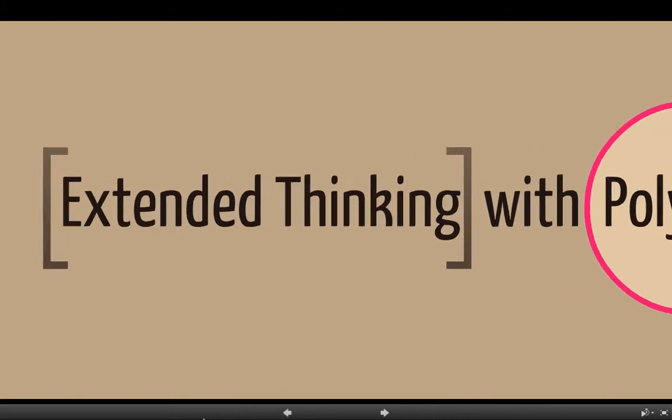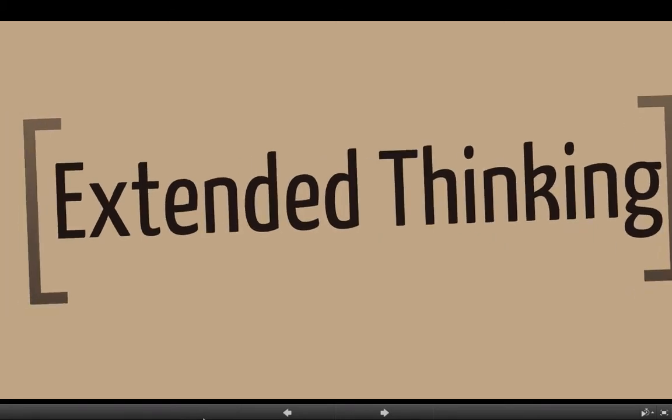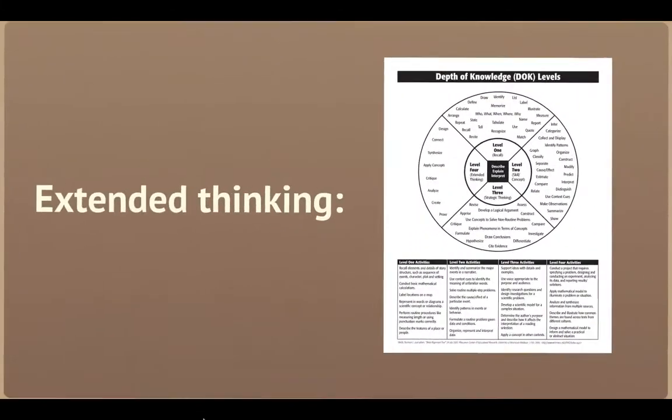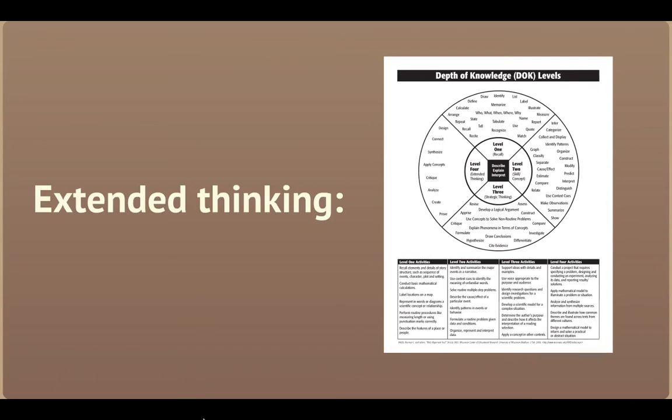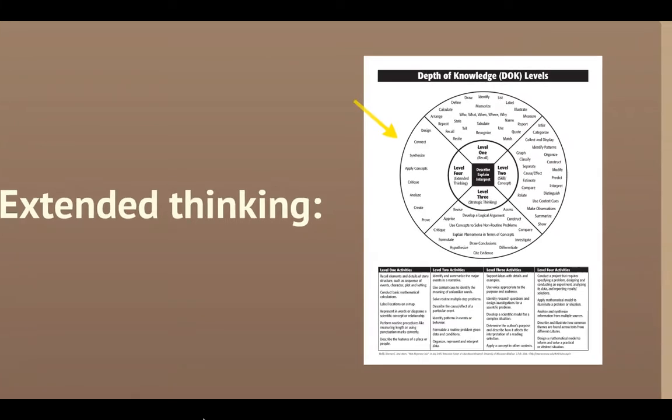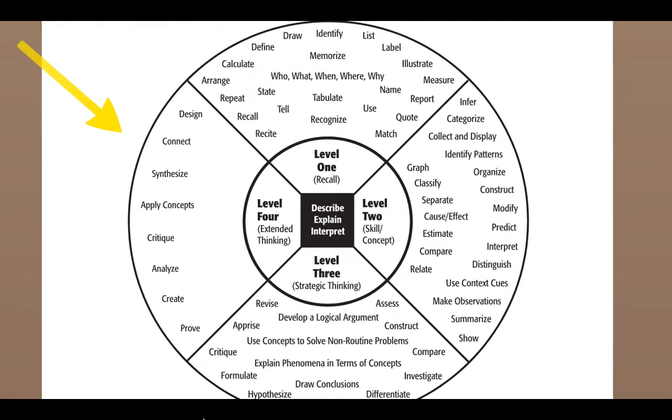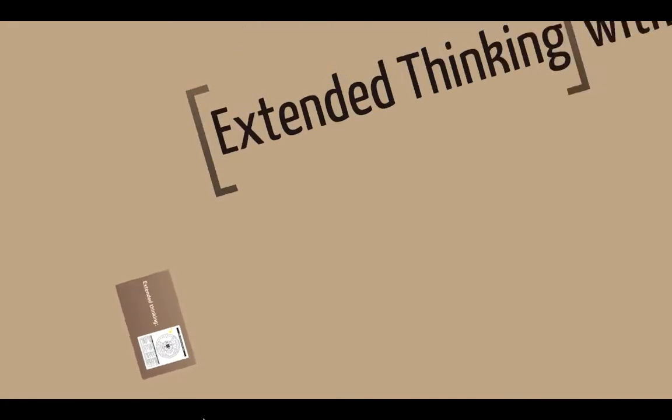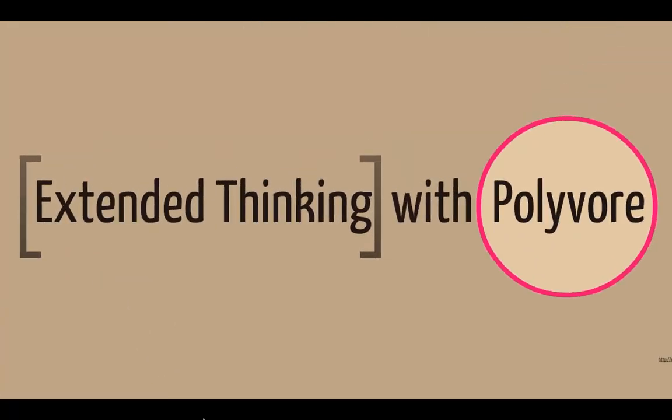With Extended Thinking, I'm referring to level 4 of the depth of knowledge levels. It correlates to Bloom's two highest levels of the revised Bloom's taxonomy. This is really where our students do problem solving and higher level thinking: design, connect, synthesize, apply concepts, critique, analyze, create, and prove. So, now that you know what I mean by extended thinking, let's get back to the title.